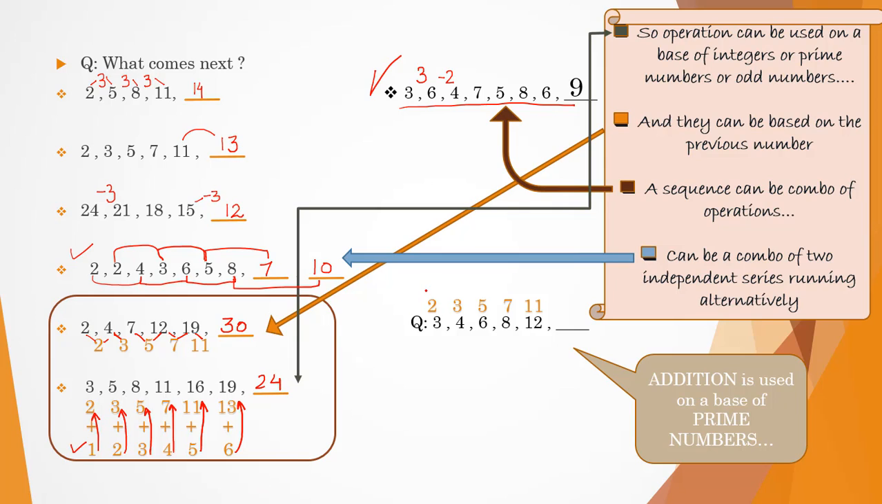Adding 1 to every prime number: 2 plus 1, 3, 3 plus 1, 4, 5 plus 1, 6, 7 plus 1, 8, 11 plus 1, 12, 13 plus 1, 14. So sometimes manipulation is done on the previous number to get the next number, and sometimes manipulation is done on the basis of integers or even numbers or prime numbers. You have to make yourself familiar with the typical types of questions and patterns the examiners use to create these number series.